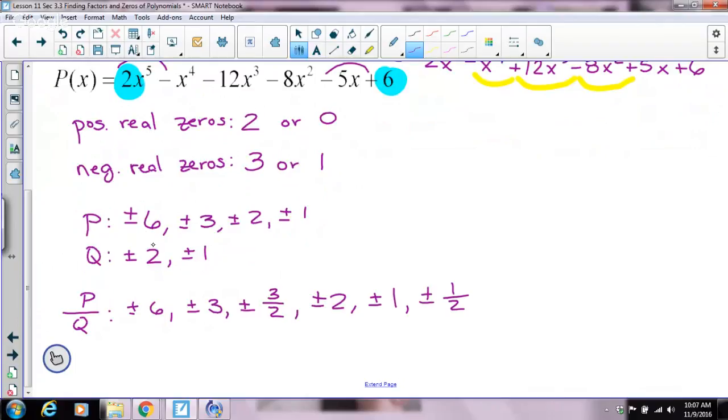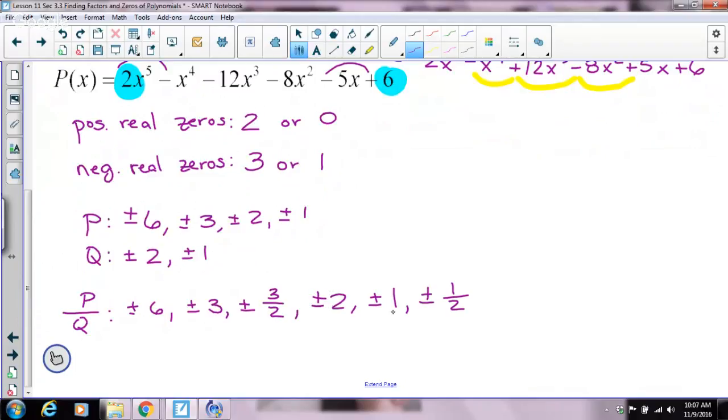So do I have them all? 6 over 2, do I have it? Do I have 6 over 1? 3 over 2? 3 over 1? 2 over 2? 2 over 1? And 1 over 1? 1 over 2? So they're technically not in order. This is 1 1/2, so it should be behind the 2, but it's fine.